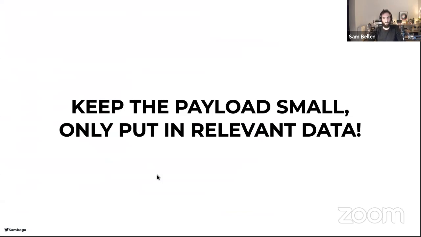Also, try to keep your payload as small as possible, because we're going to be sending this token with each request that we're going to do in the future, or at least each request to a protected endpoint. So the smaller the payload, the smaller the token is going to be in the end.